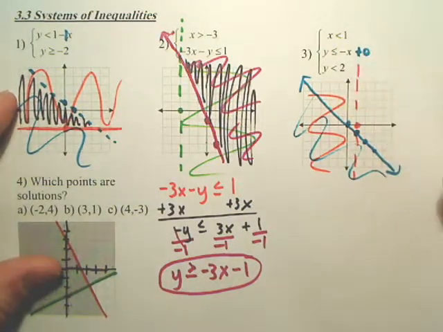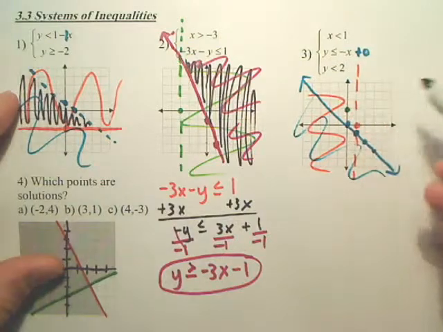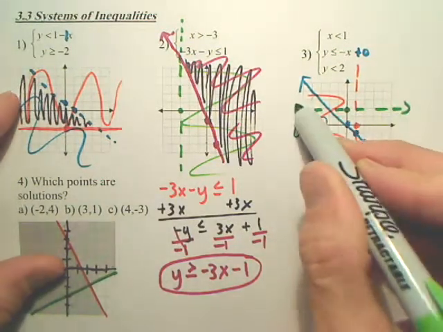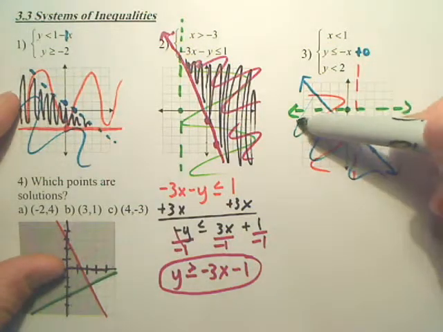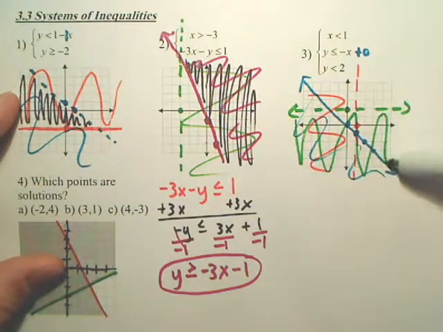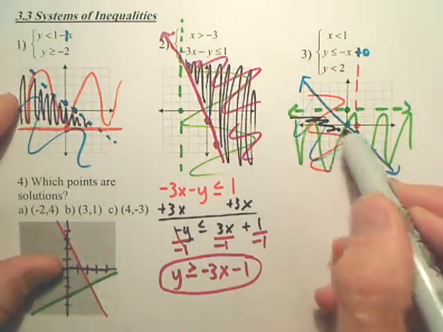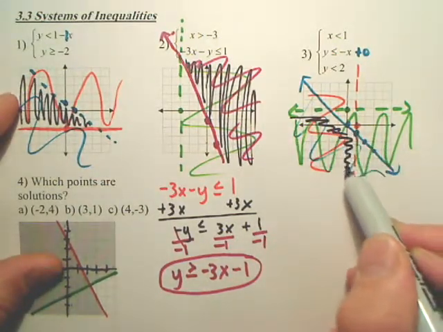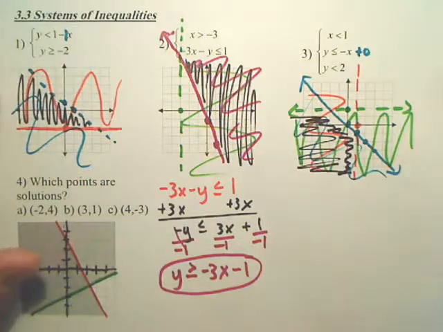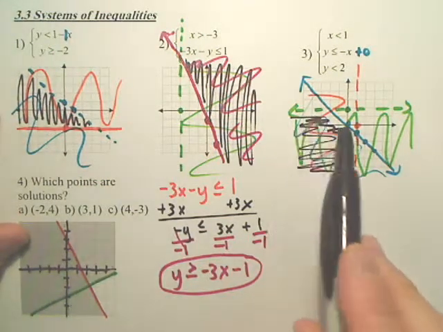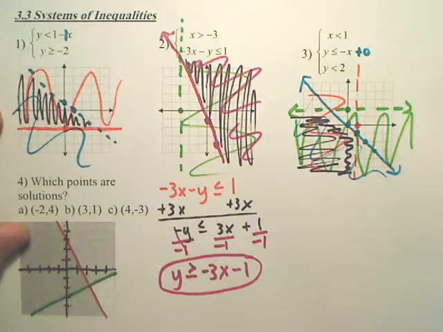Y is less than 2, so put a dot at 2 on Y. It's dotted line. Less than is the bottom. Can you see where all three overlap? Nice little menagerie of colors. It's kind of like right here and then to the right of the orange. That's your answer. Anything in this little region is true for all three.